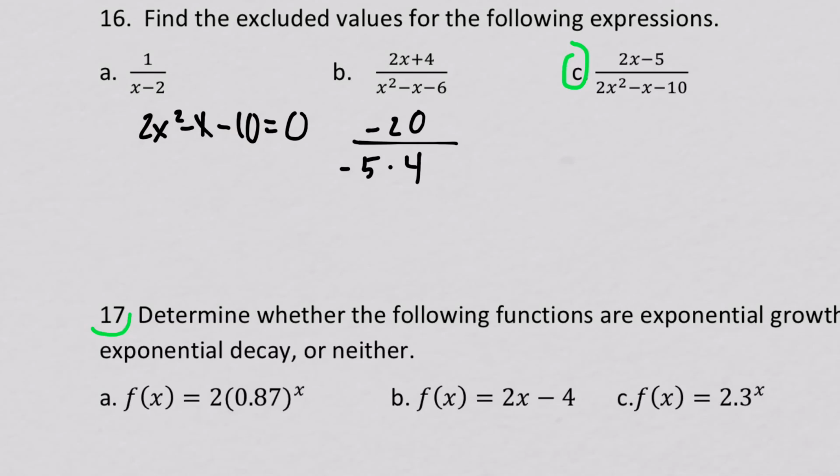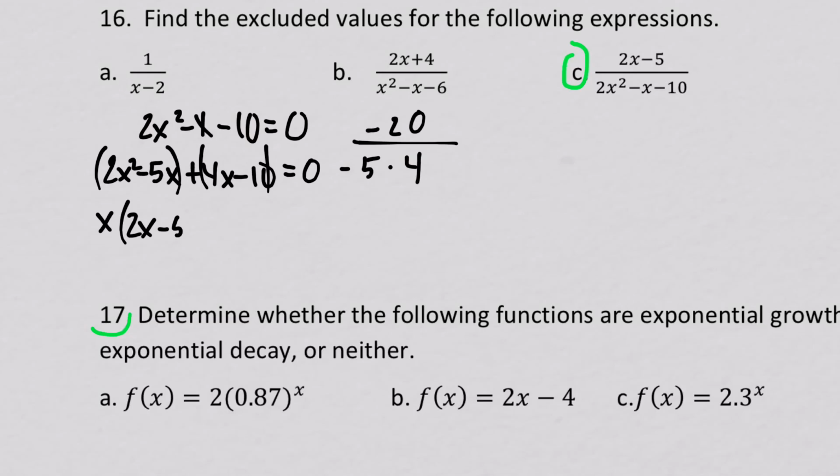I'm going to use factoring by grouping to finish it here, so it's going to be 2x squared minus 5x, which comes from here, plus 4x, which comes from here, minus 10, which is my original value here, equals 0. We're going to factor both here by grouping. The first pair, I can factor out x, leaving me with 2x minus 5. The second pair, I can factor out a 2, leaving me with 2x minus 5.